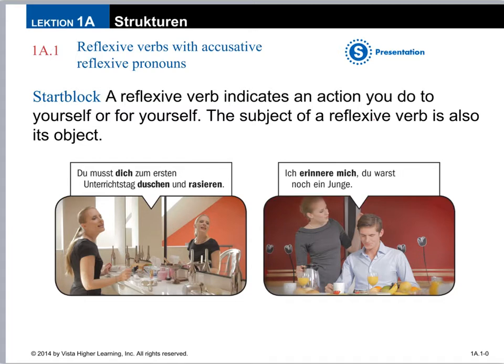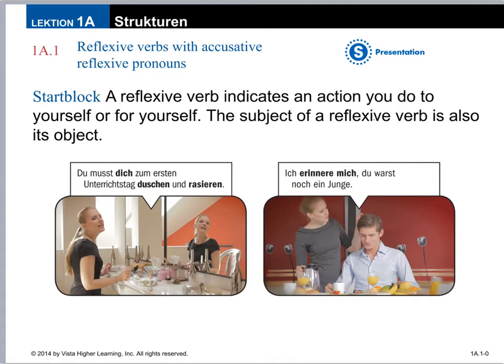to do with them. A reflexive verb indicates an action you do to yourself or for yourself. So it's things that reflect back on you. I'm doing something to myself, you're doing something to yourself, he's doing something to himself, we are doing something to ourselves, they are doing something to themselves, and you guys are doing something to yourselves.